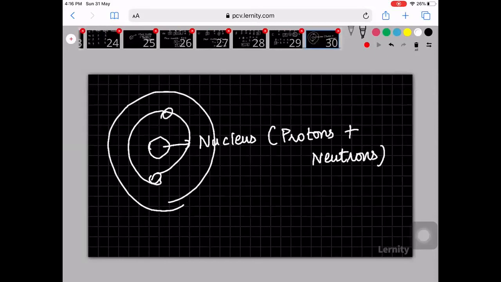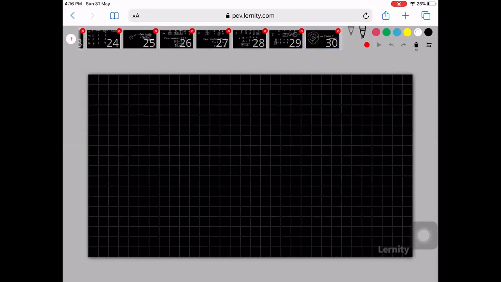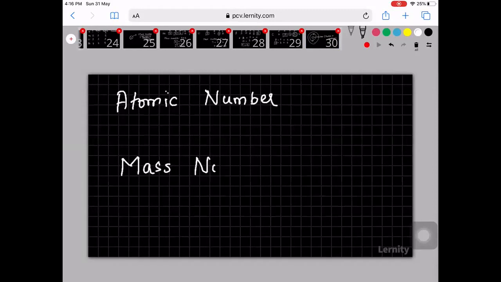Now, it's very difficult for me to remember the number of protons, electrons, and neutrons. So I have come across two numbers. One is atomic number, and the other is mass number. Atomic number is equal to the number of protons in the atom. Mass number is equal to number of protons plus number of neutrons.